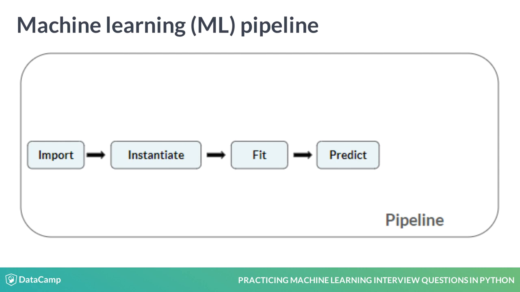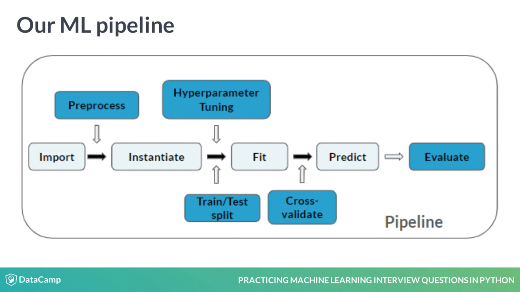From a high level, the machine learning pipeline using scikit-learn looks something like this. You import the modules you need to use, instantiate an object which you then fit and predict. But there's more to the story. So the pipeline we're going to use incorporates other important steps. Don't worry about the details. We'll start slow and build as we go, continually orienting ourselves to where we are in the process.